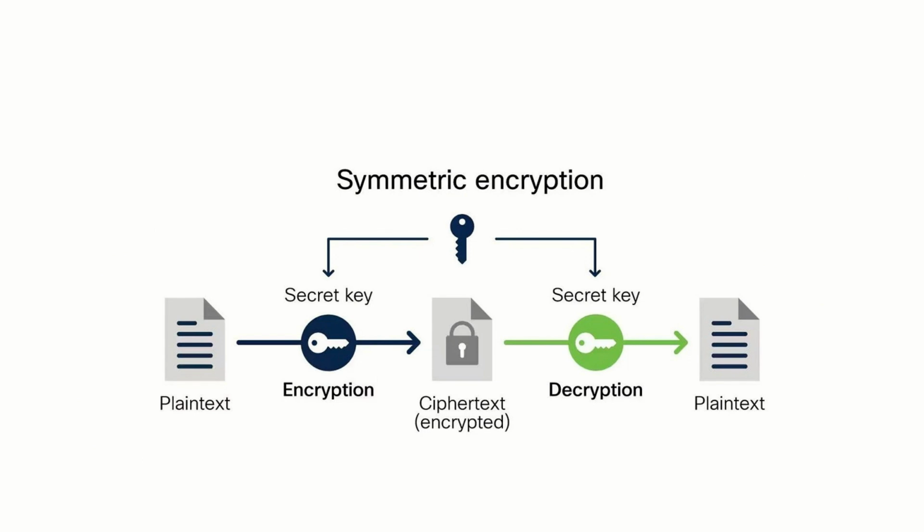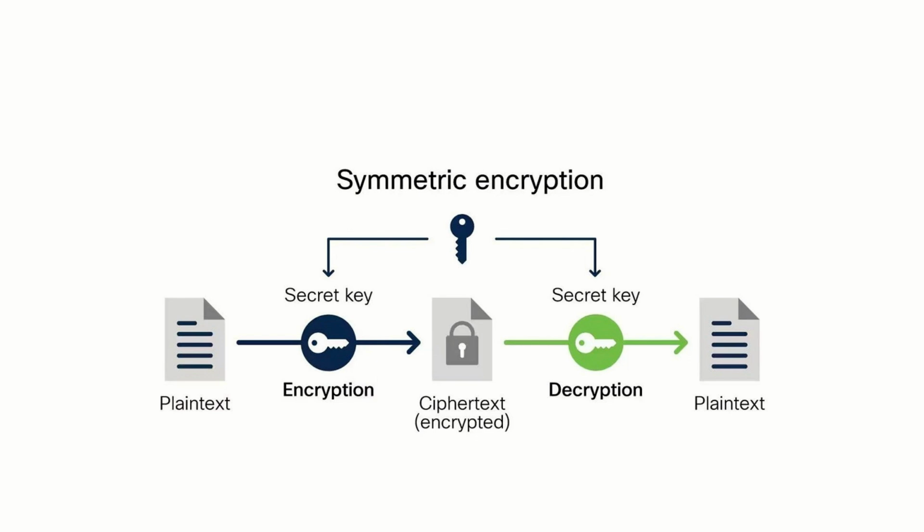So we have the plain text. With the particular secret key, we encrypt that plain text into the ciphertext, and then with the same secret key, we decrypt and get the plain text back. So this is what symmetric key is.